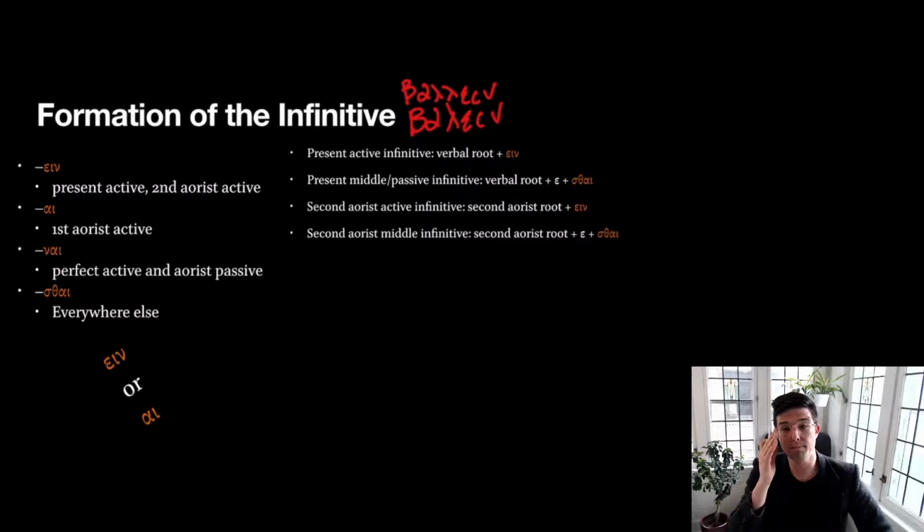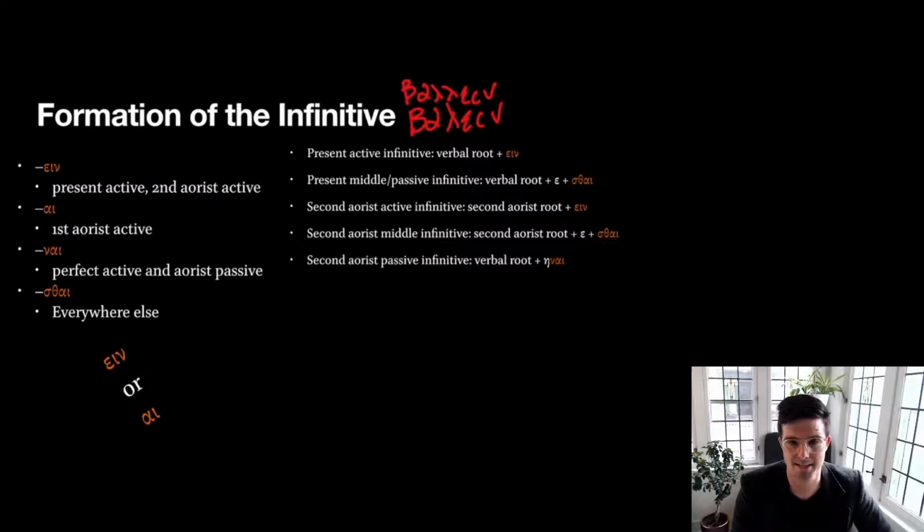With the second aorist middle, we have, again, the second aorist root. We again have a connecting vowel like in the present middle passive, and then we have this -sthai ending. For a second aorist passive infinitive, the second aorist is not going to have the theta eta that the first aorist passive is going to have, and we'll see that in just a minute. We remember that theta eta is our characteristic, and then also theta epsilon is characteristic of the passive voice in a variety of different moods. But when we have the second aorist passive, we just have the eta.